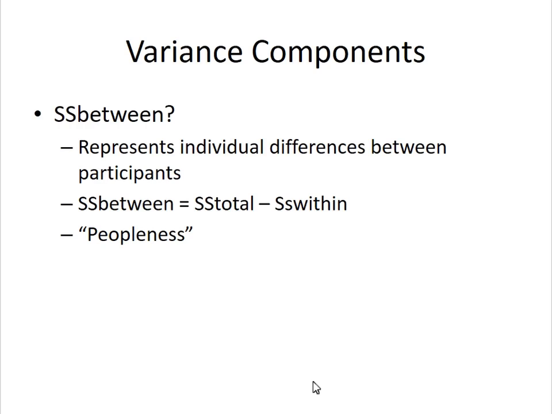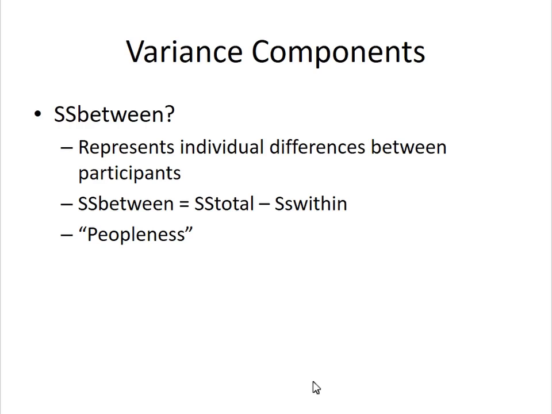Because we've talked about between subjects ANOVA, between subjects variance. Right. So sum of squares between represents that individual difference between participants. So you can see why I call this peopleness. Okay. And what it is, it's a measure of how much people vary within levels, but that isn't the fact that I'm in multiple levels. So this part here controls for the fact that I'm in several of these levels. This part controls for the fact that people are just different, but we're measuring them multiple times.